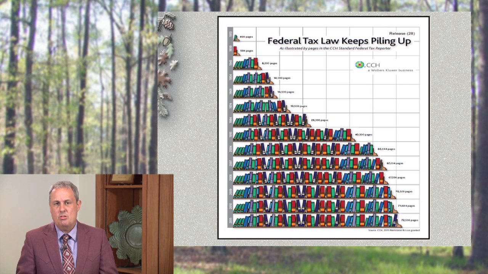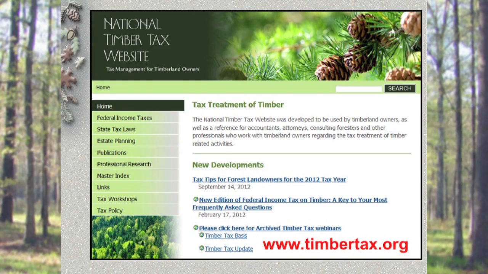The next slide shows you how complicated taxes are getting. Right now, there's over 70,000 pages of tax code that your tax preparer, you and I, all are supposed to know to apply that to your forest land. It's near impossible to keep up with this.